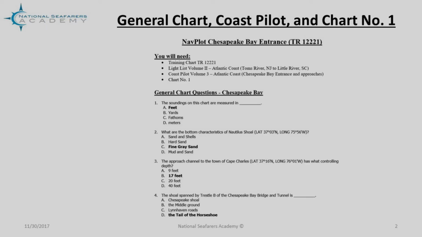So let's take a look at the first question. It says the soundings on this chart are measured in, and then we have choices: feet, yards, fathoms, and meters. And there's a couple places to find that information on the chart. Let's take a look at a few.